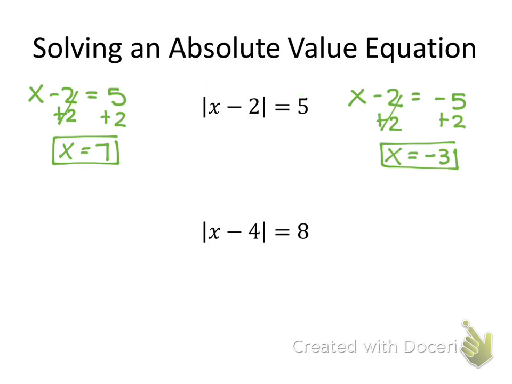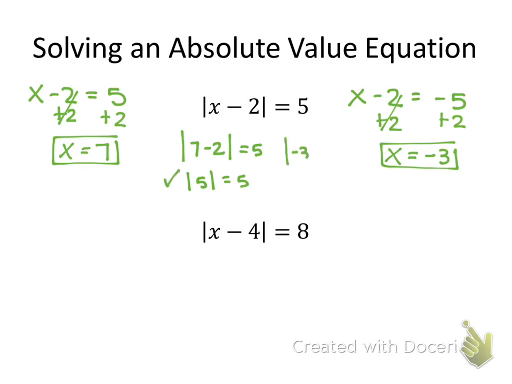Now you say, okay, how does that work? How do I get 2 different numbers and it's going to give me the same answer? Let's plug it in and check it. Let's plug in 7. So I'm going to say the absolute value of 7 minus 2 equals 5. Well, what's 7 minus 2? Does the absolute value of 5 equal 5? Yeah.